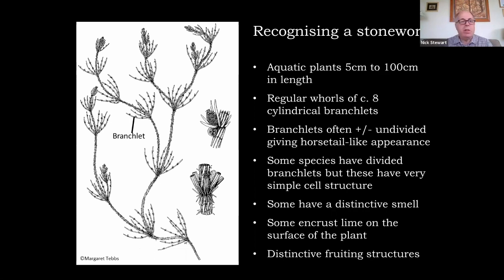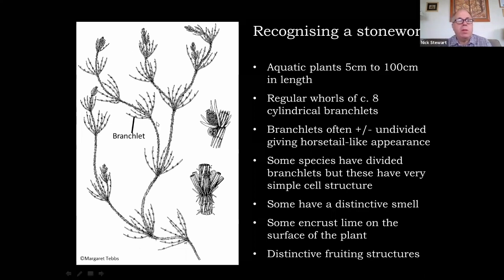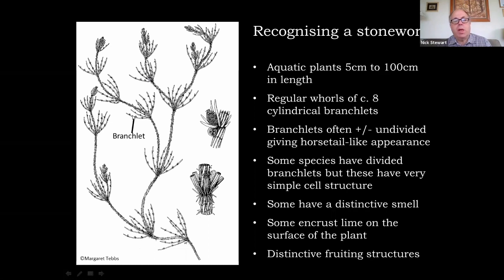One of the ones I would just like to introduce at this stage is the branchlet, which is what these regular whorls are called, as opposed to the branches, which are where the stems fork. These things that look a bit like linear leaves are called branchlets, and they're always in whorls of usually around eight.